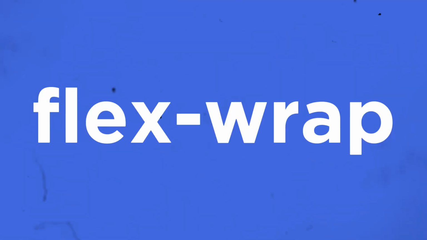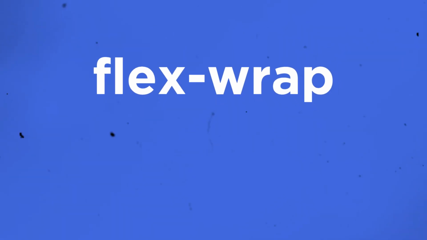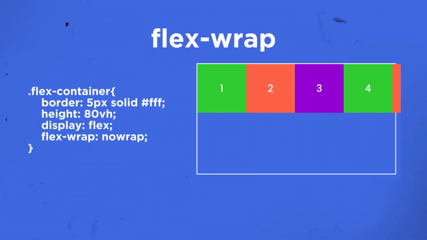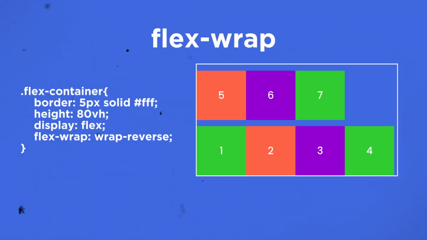To ensure a clean layout, even when items can't fit in a single row or column, you can use flex wrap to enable item wrapping. Its default value is no wrap, but you can change it to wrap or wrap reverse.